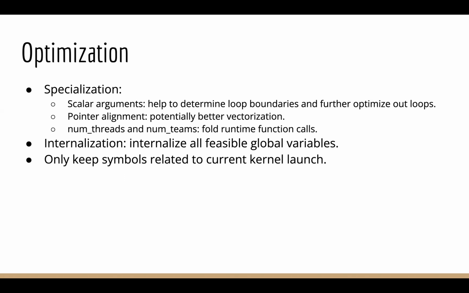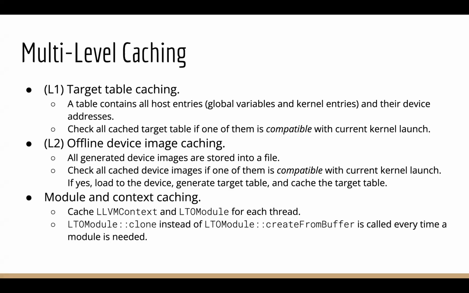So here we only keep symbols related to the current kernel launch. So for those functions for another kernel launch, or another kernel, they are optimized out. This can help us to keep the device image as small as possible. But we have so much specialization, and it's only valid for that kernel launch, right? But what if in another kernel launch we have the same arguments or compatible arguments? We don't want to JIT every time we launch the kernel because we can launch a kernel thousands of times.